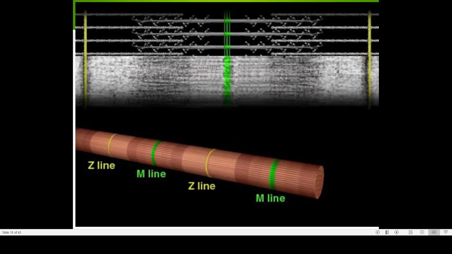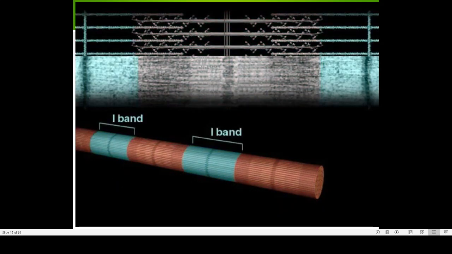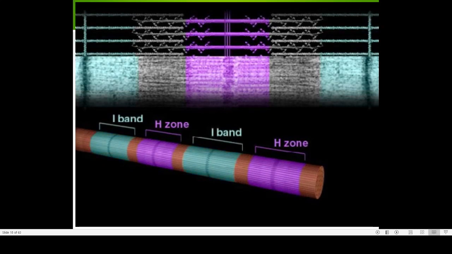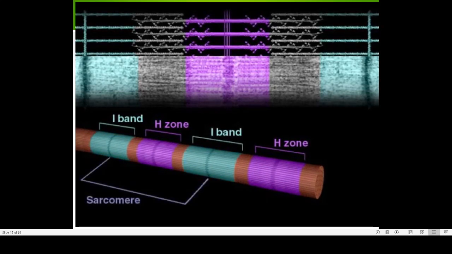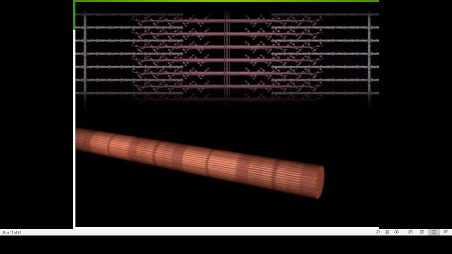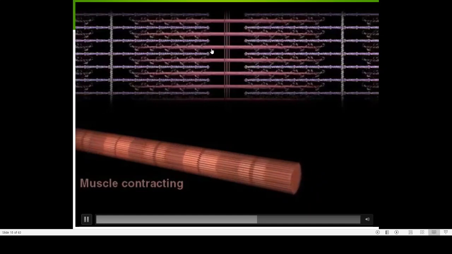And this is the M line. So look at the picture. You can see that. So you can see that this portion will be coming together into the middle.